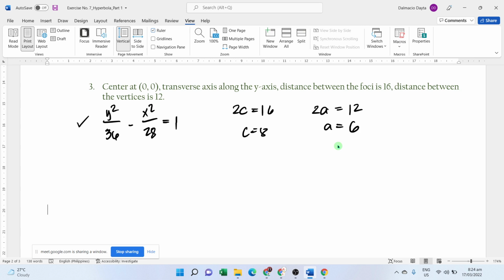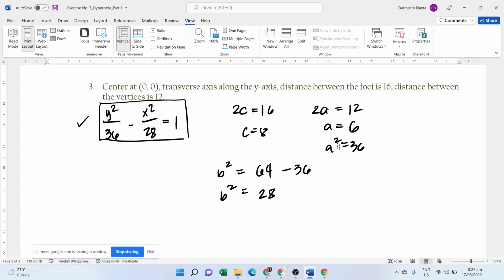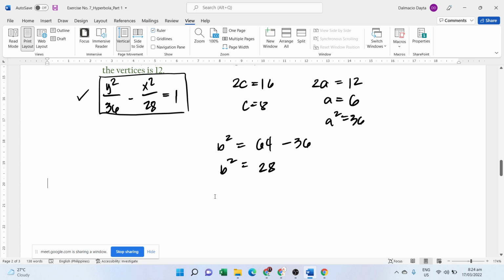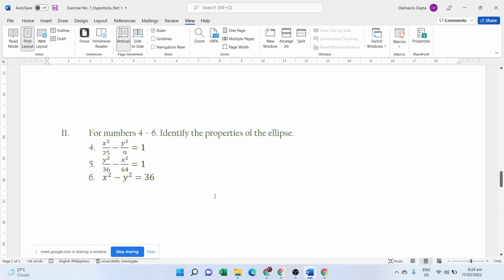Again, we'll solve for b squared. We know that a squared is 36 already. Solving for b squared, that will be 8 squared, 64, minus 36, and b squared is equal to 28. Substituting, we have y squared over 36 minus x squared over 28 is equal to 1. Check your work, everyone.